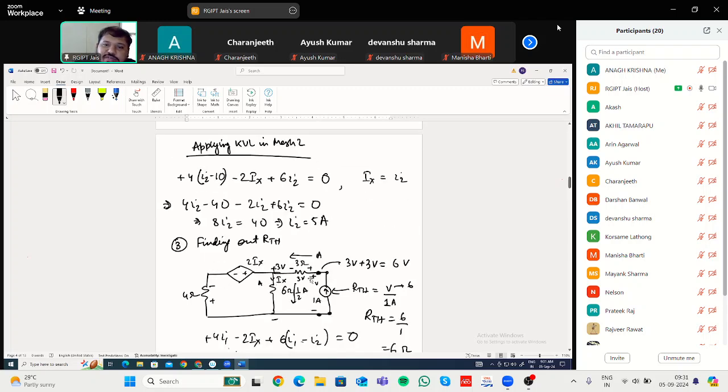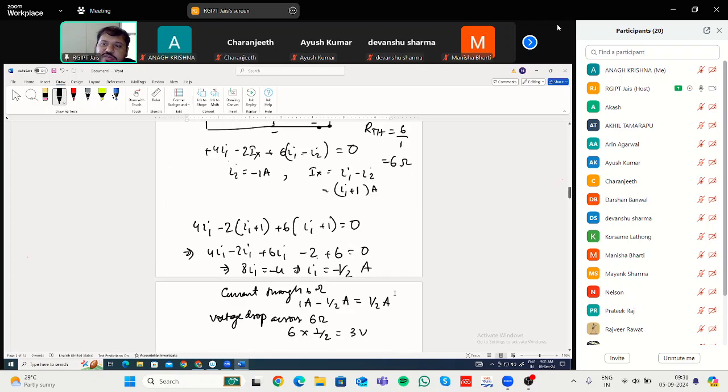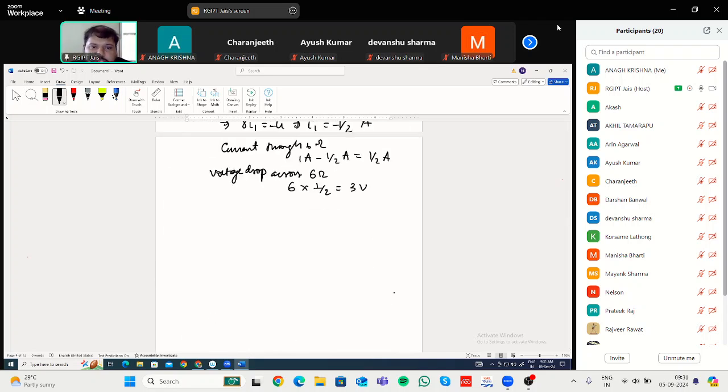So VTH you have already found to be 30 volt, and RTH you have found to be 6 ohm. So Thevenin's equivalent circuit will look like this: a source of 30 volt, the resistance of value 6 ohm, and then you have to reconnect your load.